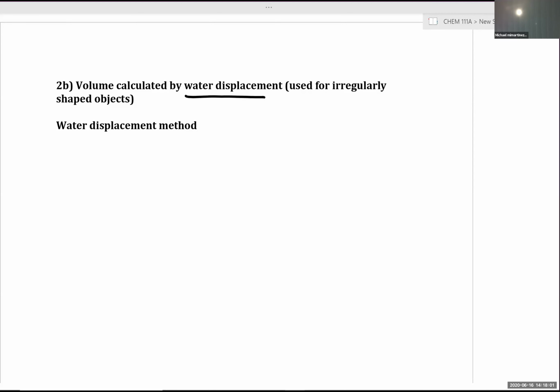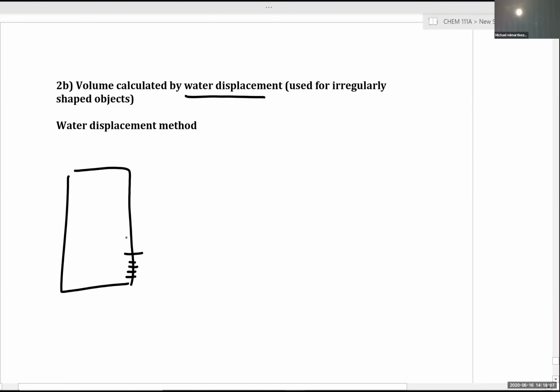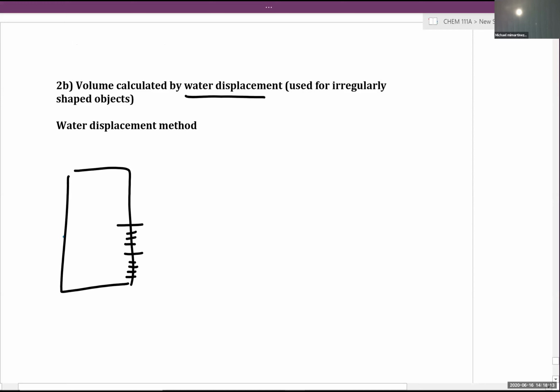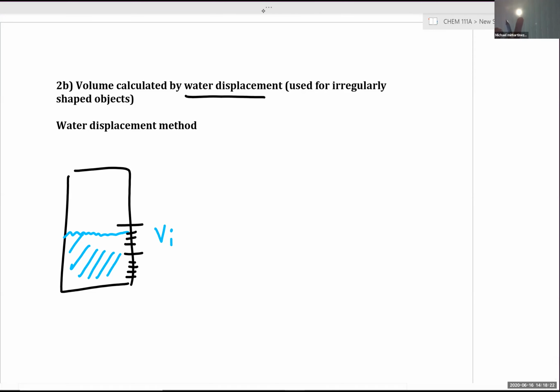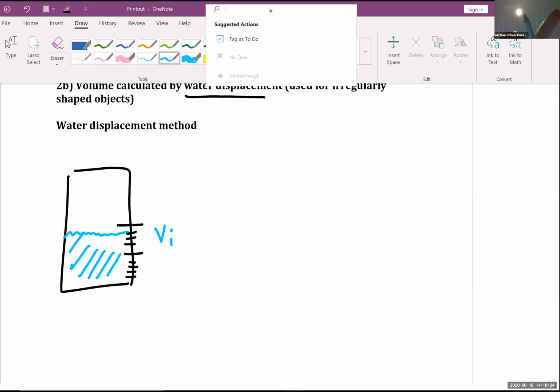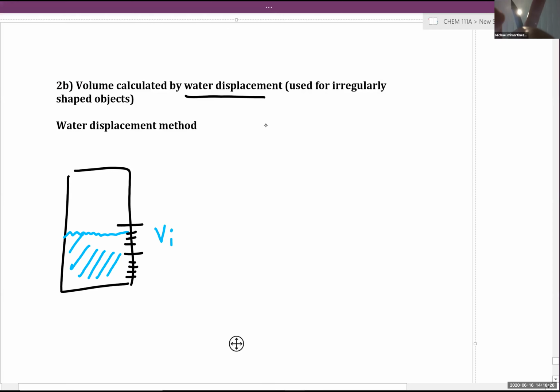So for example, in the water displacement method, you get out your nice graduated cylinder and you fill it with a determined volume of water, or a fixed volume of water. So you record your initial volume. Okay, then, oh, whoops. One moment.